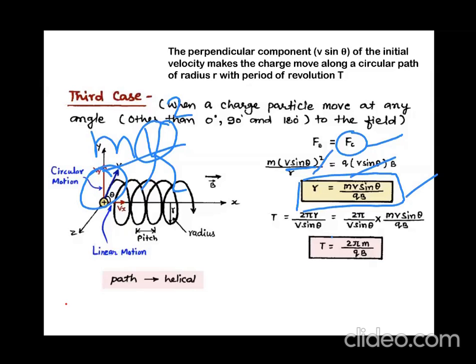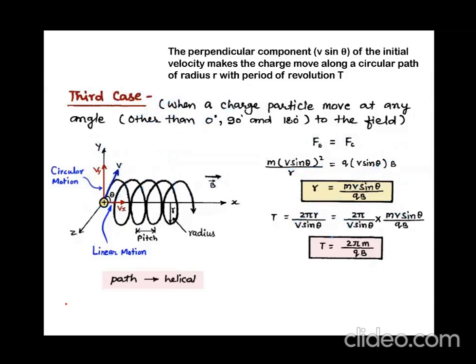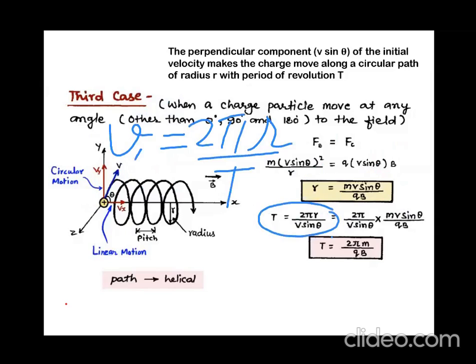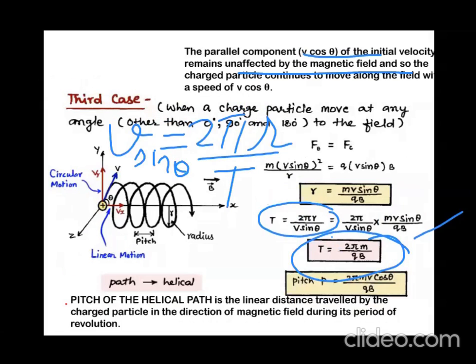And you know the time period. In a circular path we know speed equals distance upon time. The distance in a circular path is 2 pi r, the circumference of the circle, upon time T. So if you make T the subject of the formula, instead of v we are going to have v sin theta, because cos theta is not making it move on a circular path, isn't it? So instead of v we are going to put v sin theta only over here. So we will get this equation, and finally your time period T equals 2 pi m upon qB. Here the sin theta component is making the charge move on a circular path. Cos theta is not making it move on a circular path.